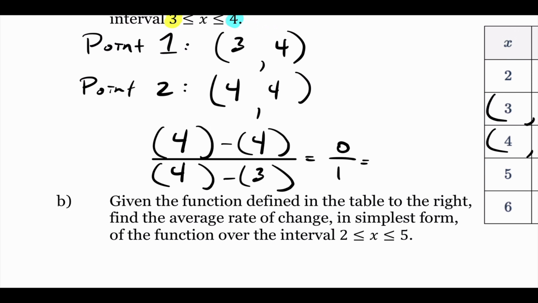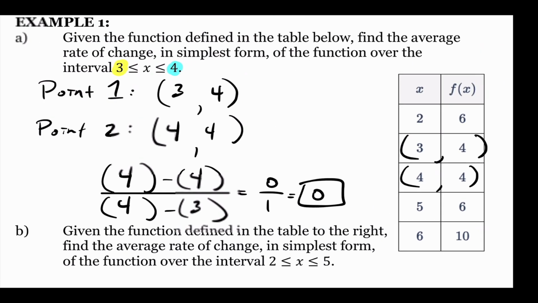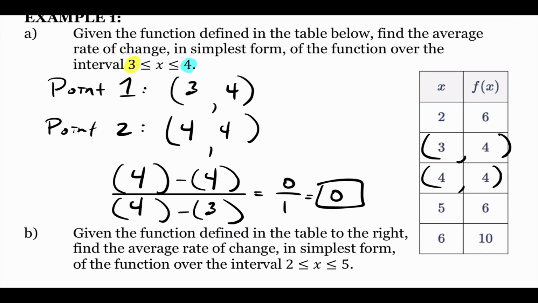What is 0 divided by 1? If I have 1 pie and I get none, how much of the pie do I have? None. Yeah. What does that mean if I have an average rate of change of 0? It's constant. What else does it mean?